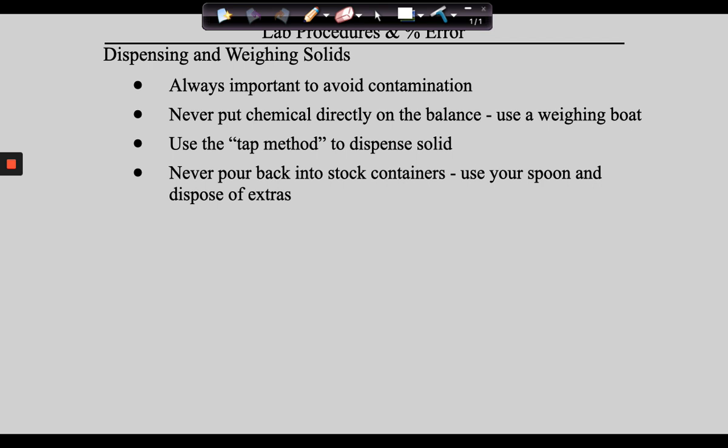So here's how you do this. This is just table salt. So say that we need a gram of table salt. Here's what you're going to do. You're going to come along, put a weighing boat on the balance, and then hit re-zero. Then you're going to get the supply beaker for whatever solid you need.